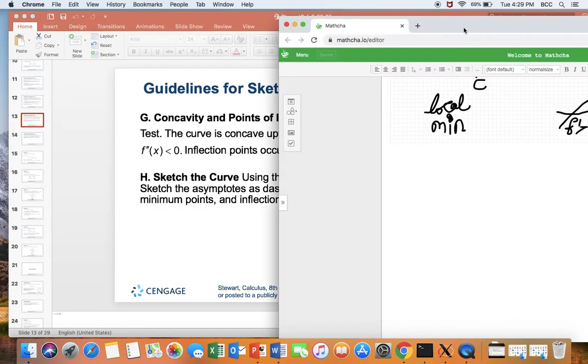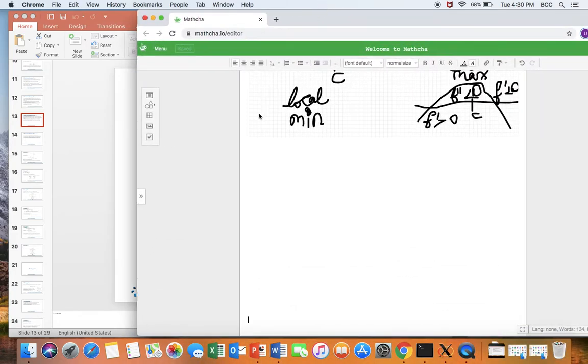Okay, so let's explain with an example. So this is item G, concavity. So what is the issue with concavity? If f double prime of x is greater than 0, then we are concave up. Whereas if f double prime of x is less than 0, then we are concave down. What about inflection points? Inflection points are where concavity changes.